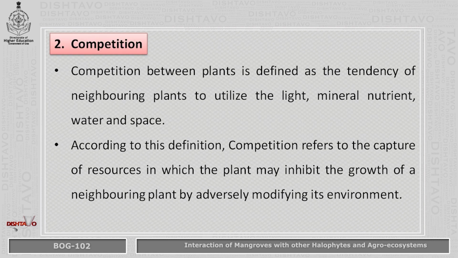Now let us learn about another type of interaction of mangroves with halophytes. Competition. The competition is another type of interaction of mangrove with halophytes. Competition between plants is defined as the tendency of neighboring plants to utilize the light, mineral nutrient, water and space. According to this definition, competition refers to the capture of resources in which a plant may inhibit the growth of a neighboring plant by adversely modifying its environment.